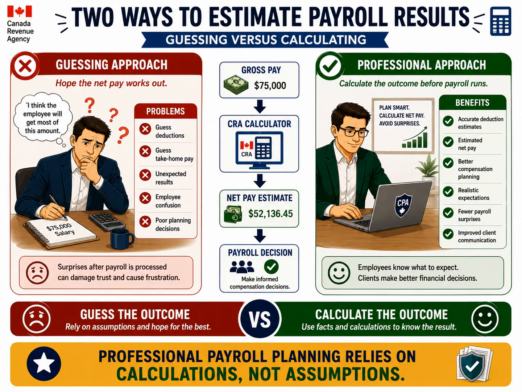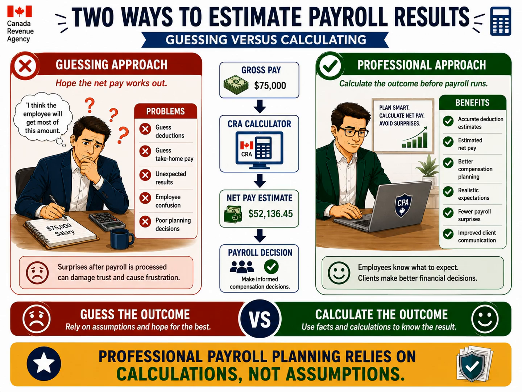At the center of the slide, we see the professional workflow. Gross pay enters the process. The CRA calculator performs the calculations. A net pay estimate is generated, and that estimate supports the final payroll decision. This sequence is important because it demonstrates how professionals move from assumptions to evidence-based planning.